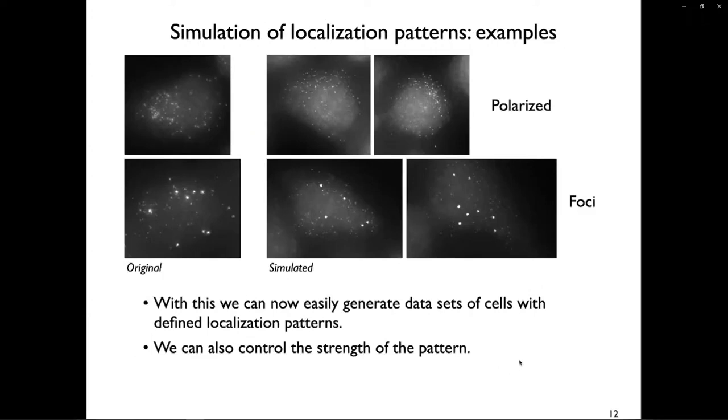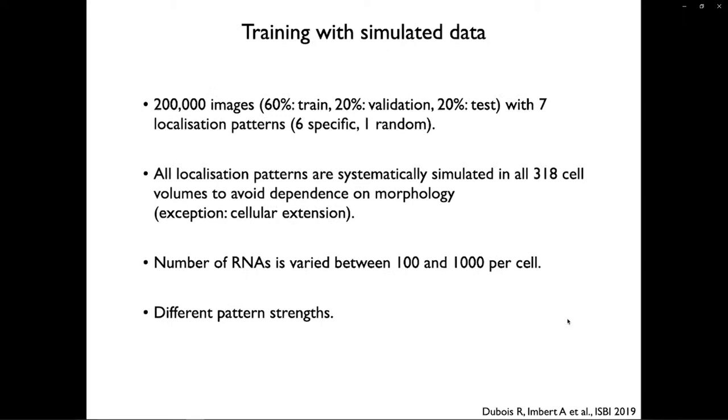And this is now how this looks. On the left we see original images, and on the right we see examples of simulated images, and we can appreciate that they look reasonably similar. So that's good news. That means that in principle we have unlimited amounts of data that we can now produce with our simulator. And for this reason, we thought, well, okay, let's train some neural network on this. So we built the first training set of 200,000 images, 60% training, 20% validation, 20% test, with 7 localization patterns, 6 specific that I have shown and 1 random, of course. All of these localization patterns are systematically simulated in all 318 cellular volumes to avoid dependence on morphology.